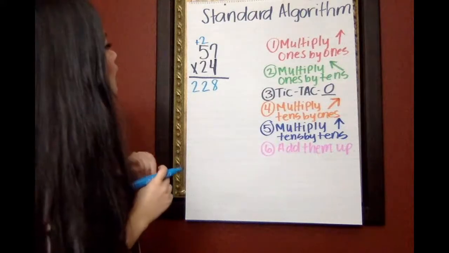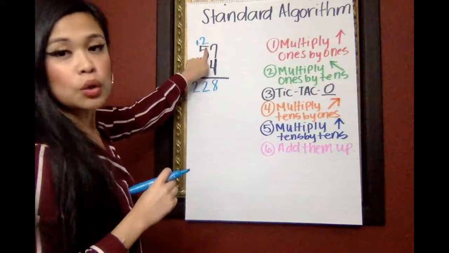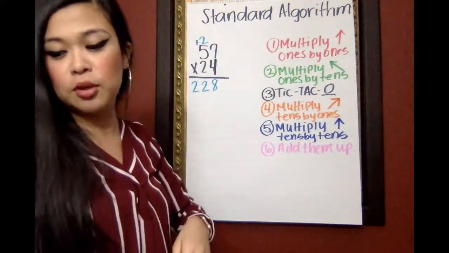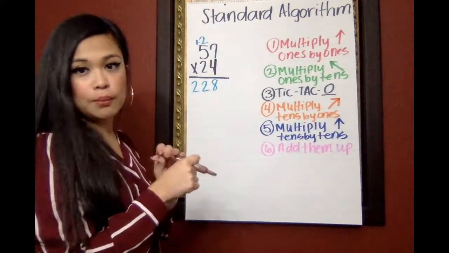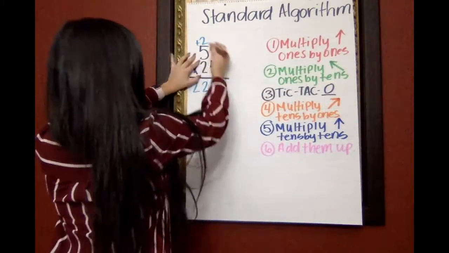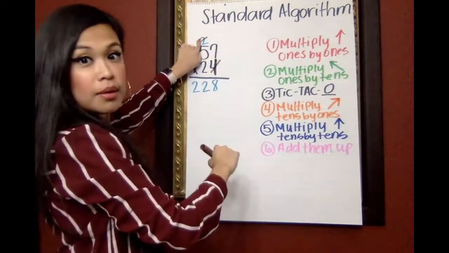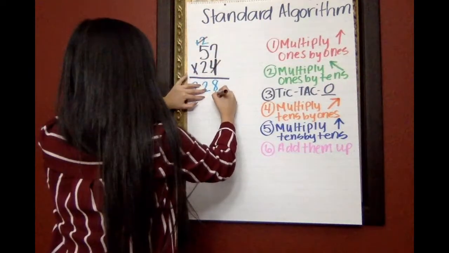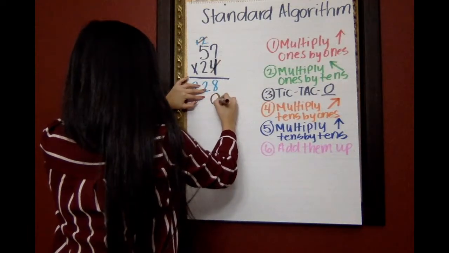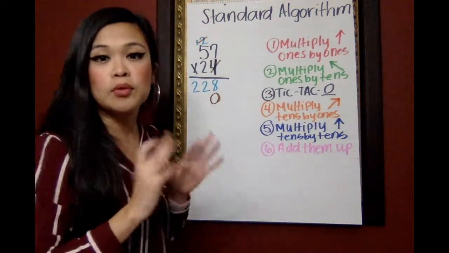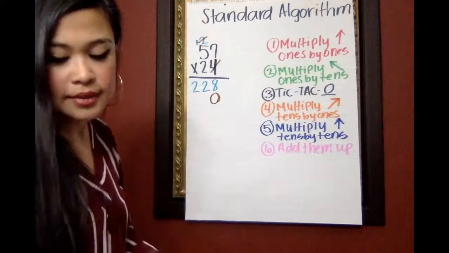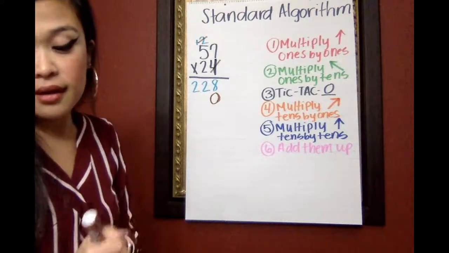We'll see. And then we're going to do tic-tac-toe. And I'm going to get the black marker. Well, I don't have the black marker, so I'm going to do brown. And we're going to mark out the ones, tic-tac, because we don't need to worry about that one. And write our placeholder. Right? Because we're done multiplying by the ones. So don't worry about that. You just write that 0, okay? If you don't get it, what I mean.